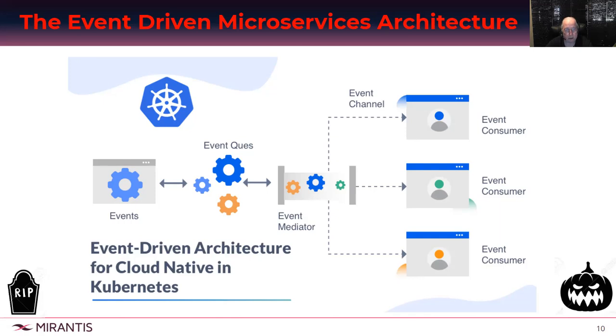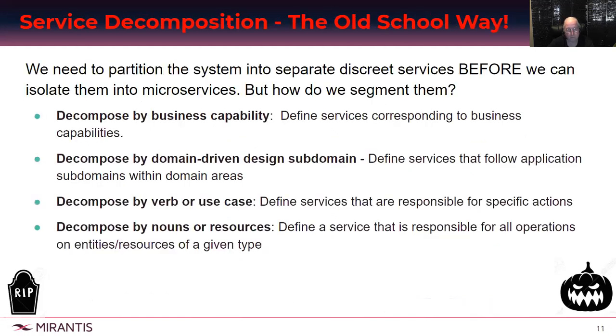If in that process they don't change the data set, that's the end of the event queue for that particular event. If there is a change in the data set as a result of being processed by the event consumer, that event comes back to the front, it goes through the queue, the mediator, and back to all the consumers again. So you get the idea. This is kind of how this event-driven stuff works.